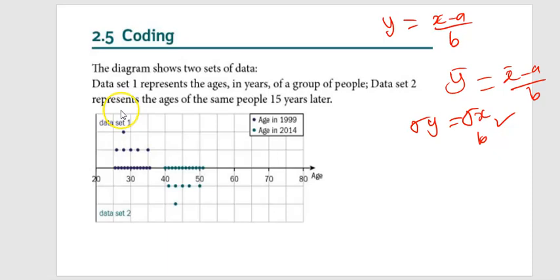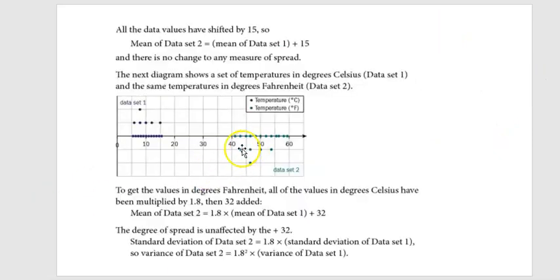So let's look at this diagram. The diagram shows two sets of data, data set 1 and data set 2. Data set 1 represents the ages in years of a group of people, and data set 2 represents the ages of the same people 15 years later. So all the data values have shifted by 15, right? So the mean of data set 2 will be the mean of data set 1 plus 15. It is just coded. We simply add the 15. So this is what we'll be doing in terms of coding.